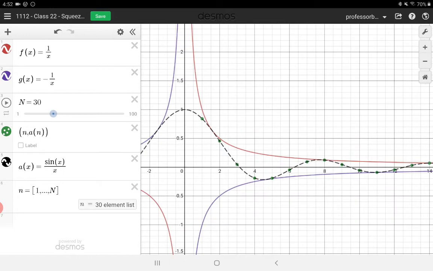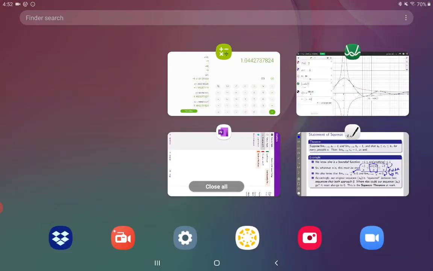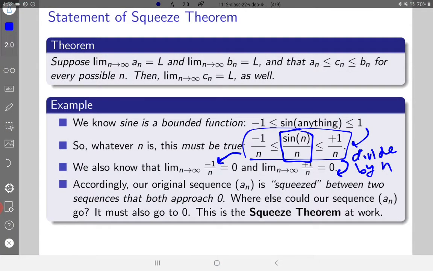In that sense, we call this the squeeze theorem. Two upper and lower curves are squeezing something between them towards the same place. And that's what is stated in the theorem box up here. If I have a sequence A converging to L and another sequence B converging to the same limit L, and I have a third sequence C that's squeezed in between A and B, then that sequence has to converge to L as well.